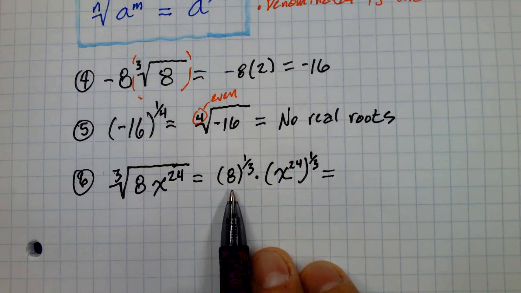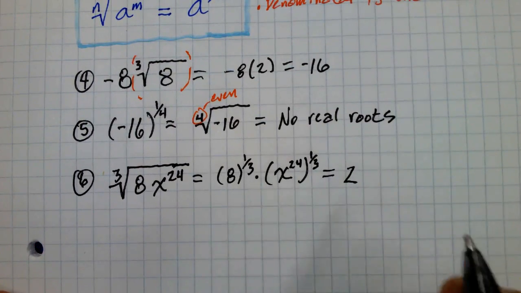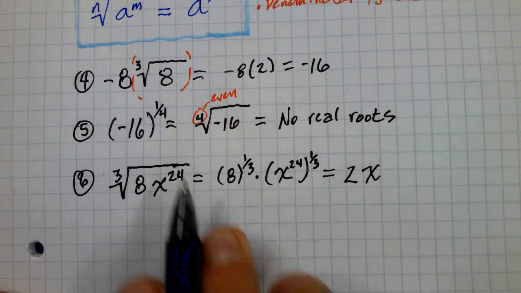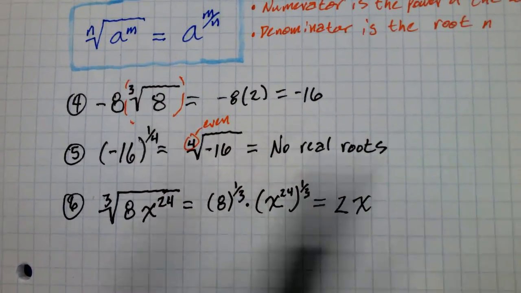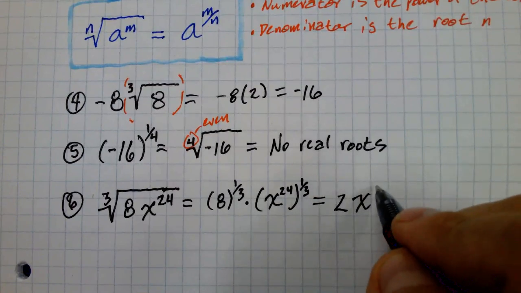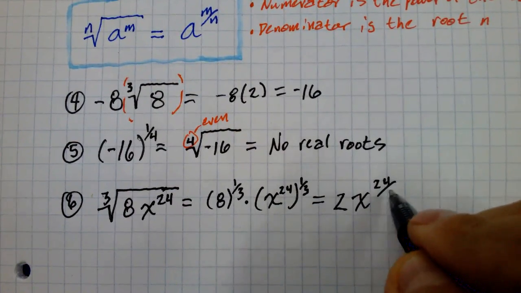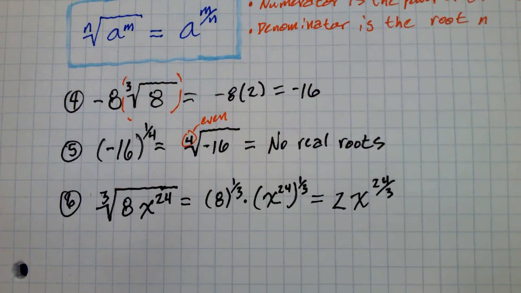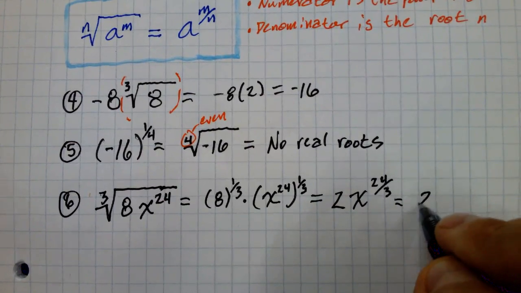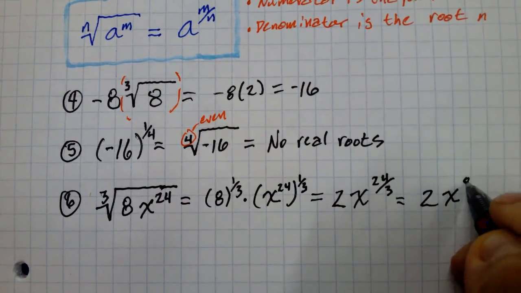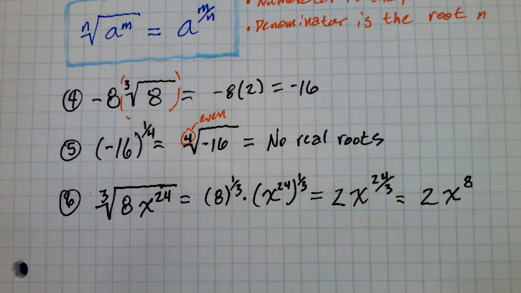So now I want, what number times itself 3 times gives me 8? 2. And then the other one is x to the, I'm going to use this rule here. Since I have a power to a power, that's 24 thirds. Simplify that. 8. 2x to the 8. Okay. Any questions? All right.